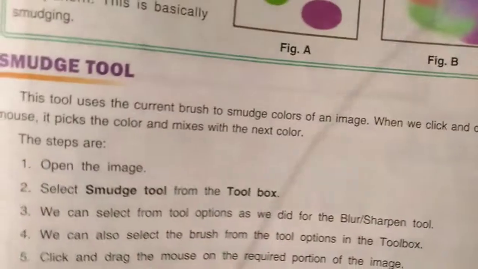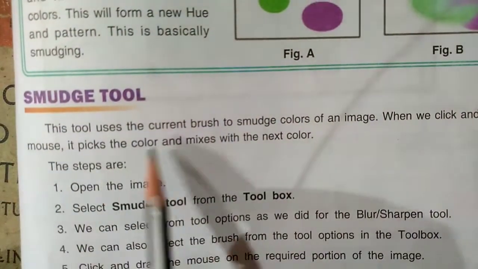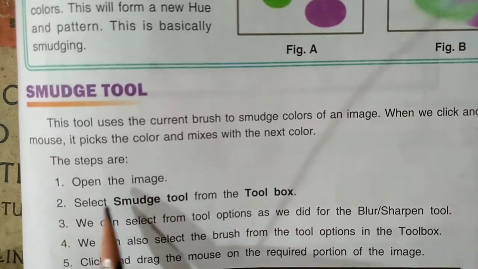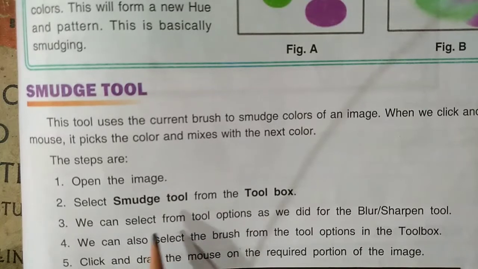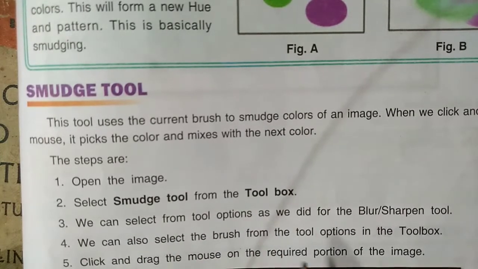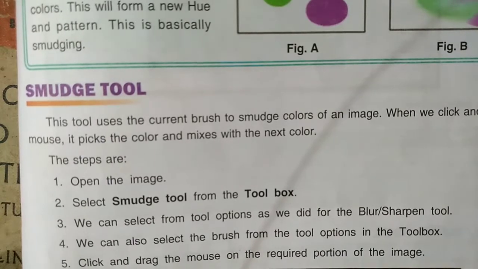Smudge tool. Next tool is smudge. This tool uses the current brush to smudge colors of an image. The steps: open the image, select smudge tool. We can select from tool options. We can also select the brush from the tool options. Click and drag the mouse.